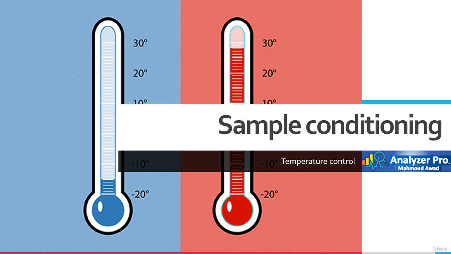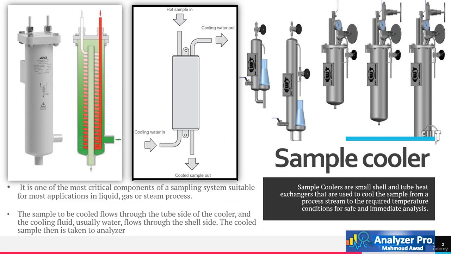In this lecture we will discuss the temperature adjustment functions of the sample conditioning panel. If the sample is too hot to be measured by the analyzer in its original temperature, we use a sample cooler to cool down the sample to the appropriate temperature compatible to the analyzer temperature specifications.